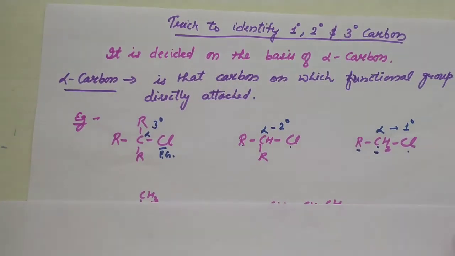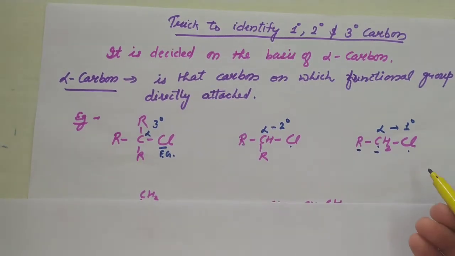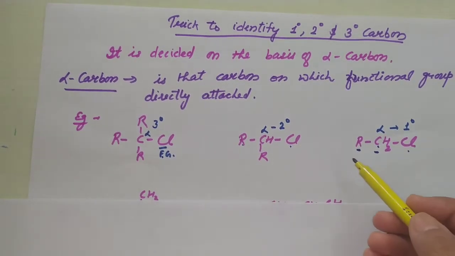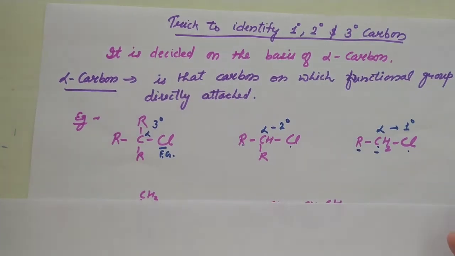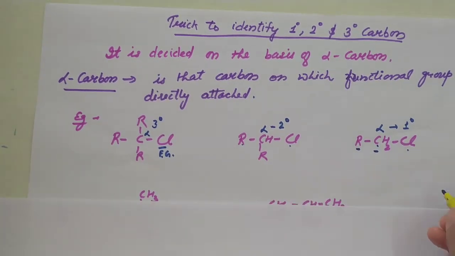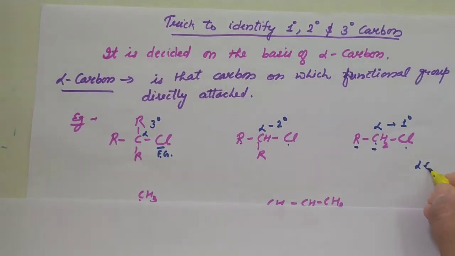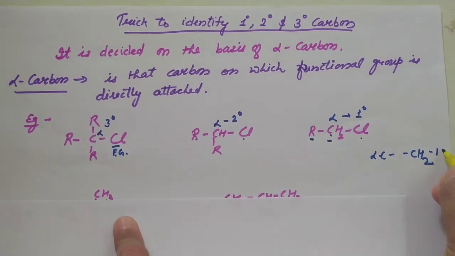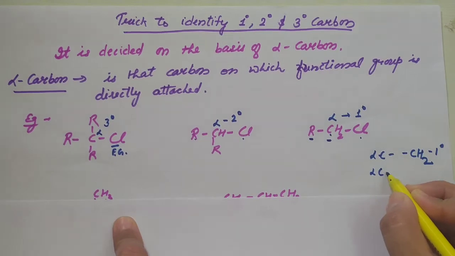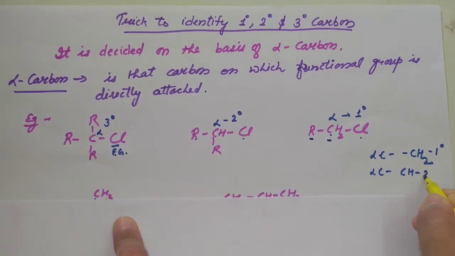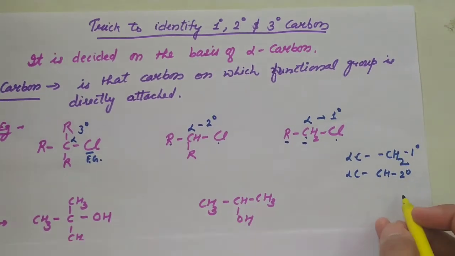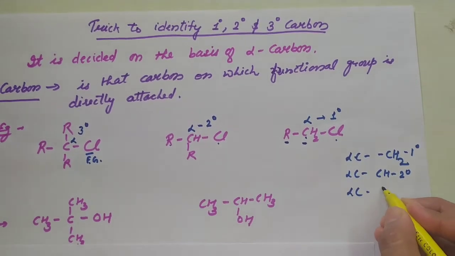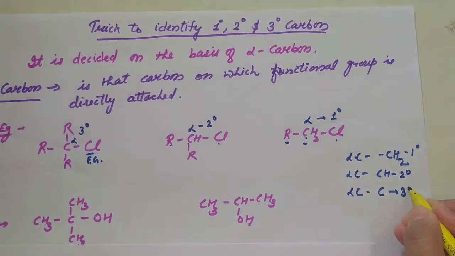Another method to identify whether the alpha carbon is 1 degree, 2 degree or 3 degree: if the alpha carbon contains a CH2 group, then it is known as 1 degree. If the alpha carbon contains CH, then it is known as 2 degree. If the alpha carbon contains only C, then it is 3 degree.